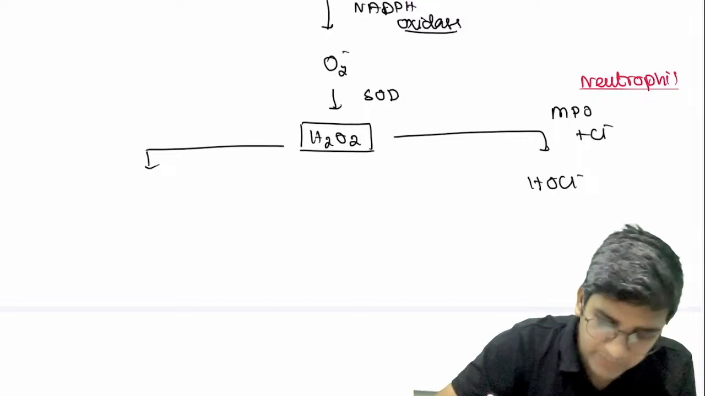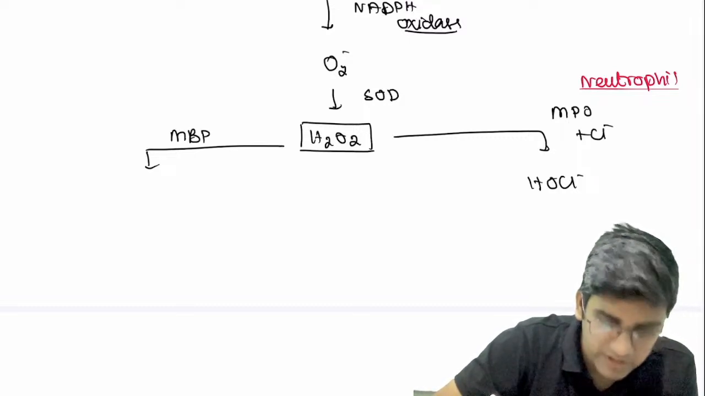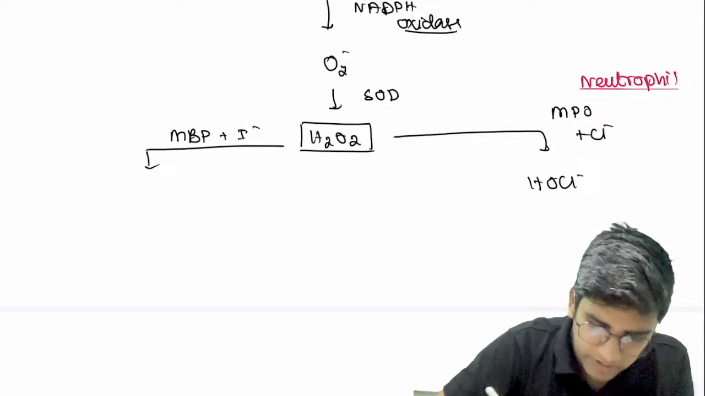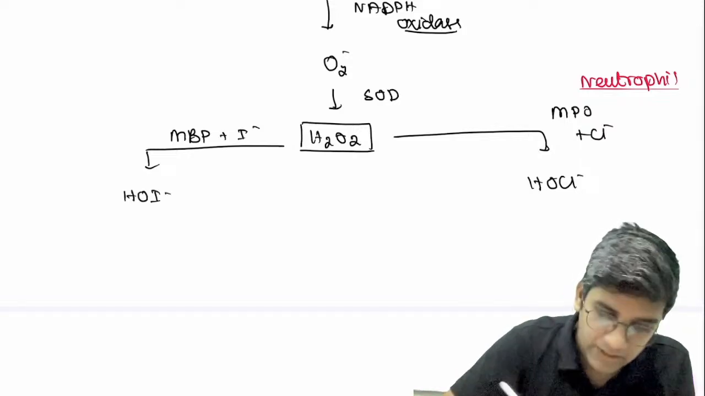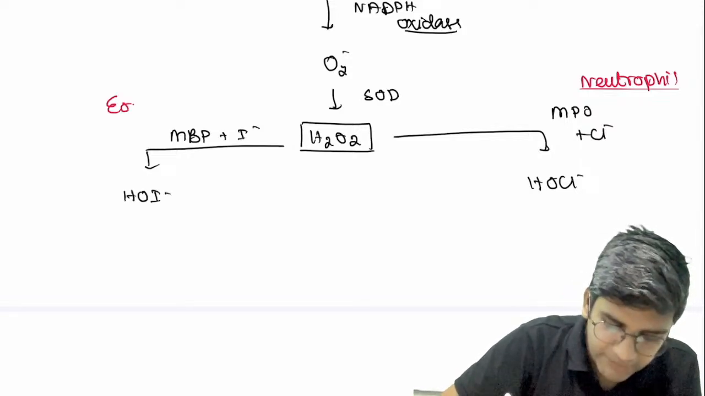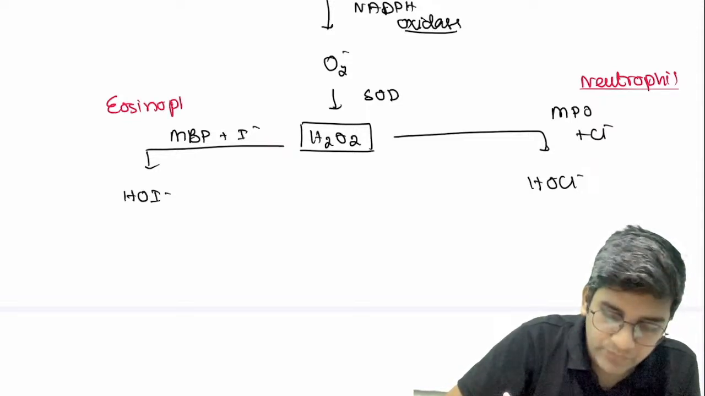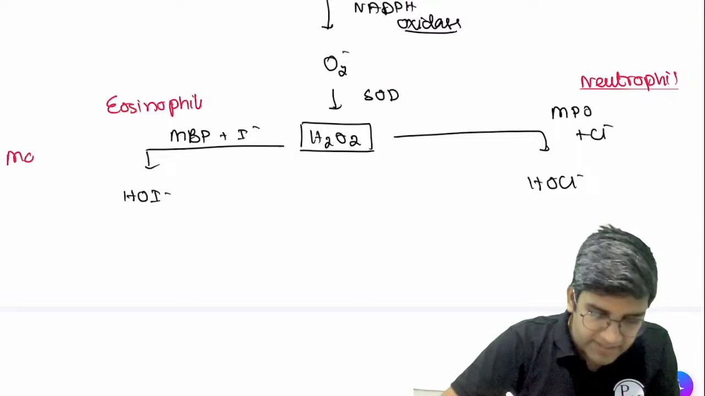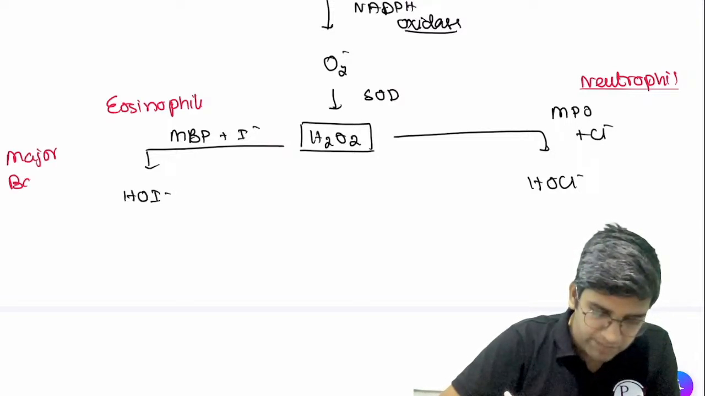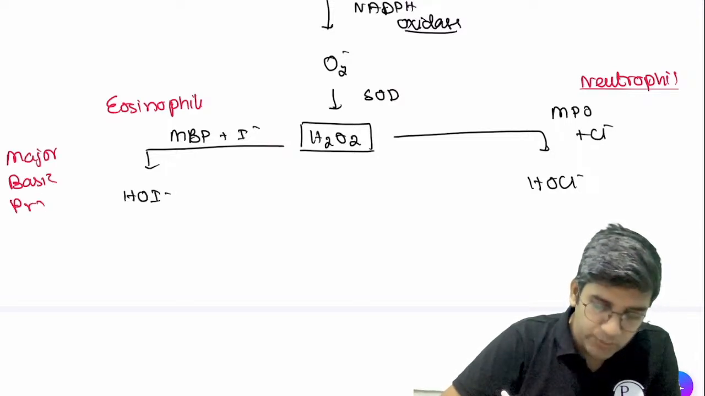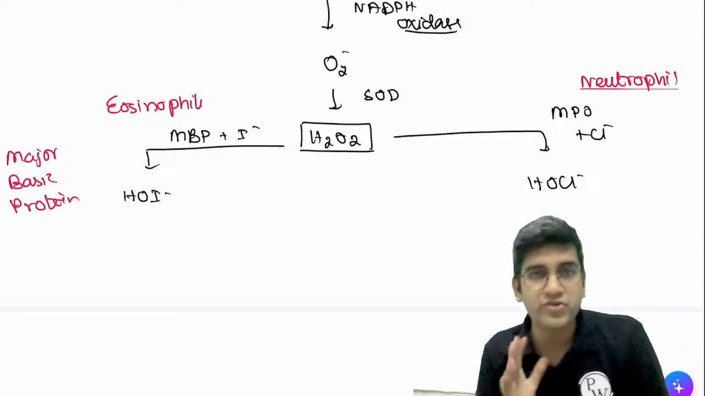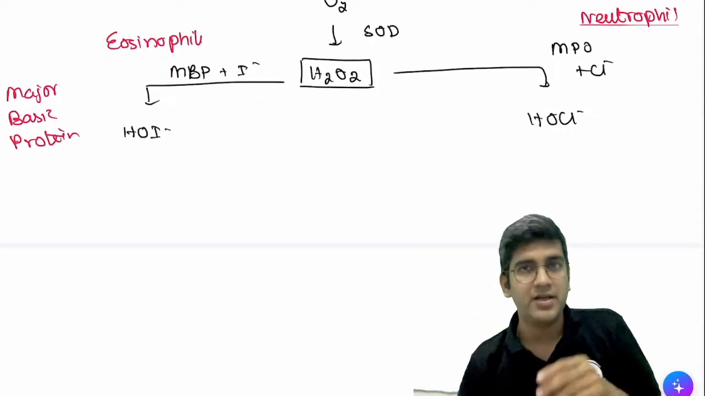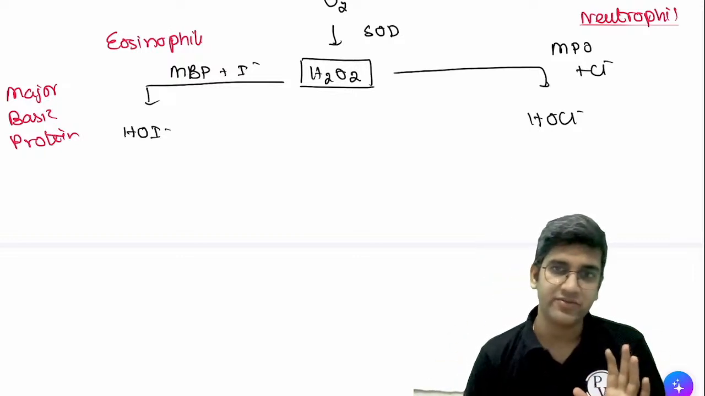On the other hand, I have something called MBP. This is also a granule content. It's a basic protein, major basic protein. Along with this, I have iodine, which produces HOI. And this will happen predominantly when the WBC is an eosinophil. If you have eosinophils predominantly, I have a protein called major basic protein, MBP, that will bind with your iodine to produce HOI. Why do I have two different chemicals? Very simple. Bacteria is different, parasite is different, right?